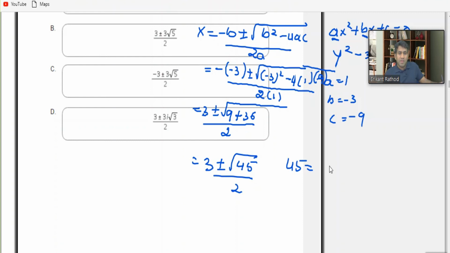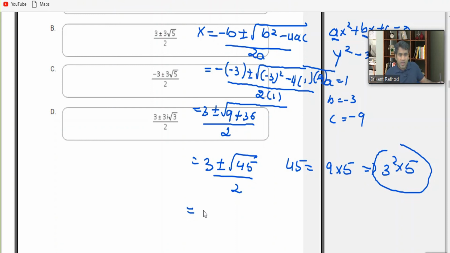45 can be written as 9 times 5, right? 9 times 5 is 45, or this can also be written as 3 squared times 5. So I'll be replacing 45 in this way. Why am I doing it like this? Because the option is not available. I have to convert my expression, or the final answer, based on what options have been given.